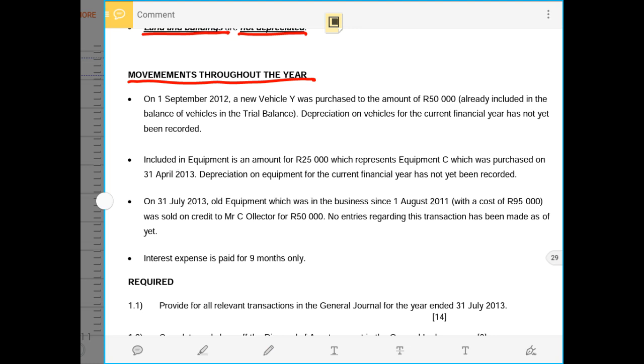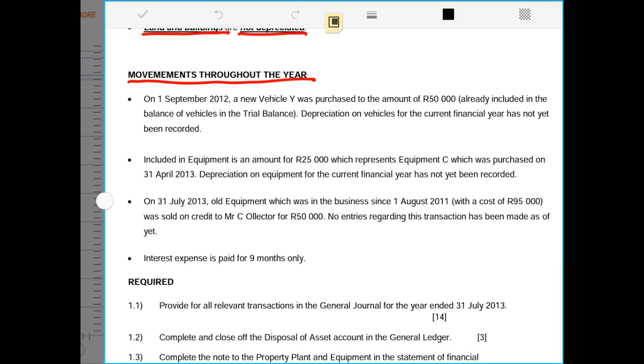The second adjustment says included in the equipment. That means in the amount of equipment in the trial balance. Included in the equipment is an amount of 25,000 rands, which represents equipment C, which was purchased on the 31st of April 2013. Remember, the accounting period ends 31st July each and every year. So now if this equipment was bought at the end of April, when we calculate depreciation for the year 2013, it must be May, June, July, which will be 3 months.